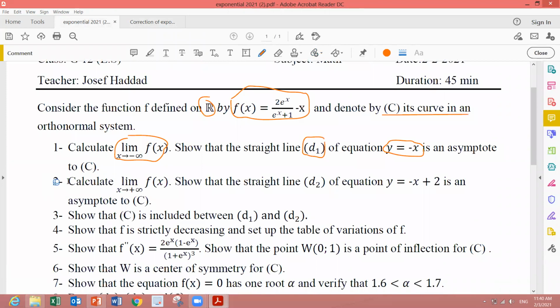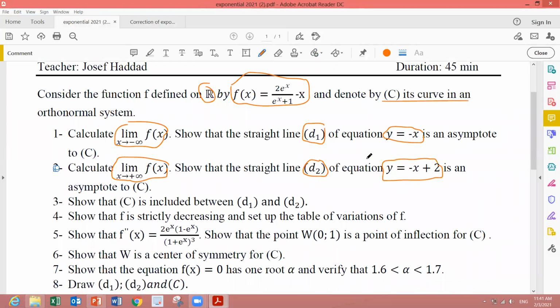Part 2. We are going to calculate the limit as x tends to plus infinity of f(x), and we have to verify that the line D2 with equation y = -x + 2 is an asymptote to C.